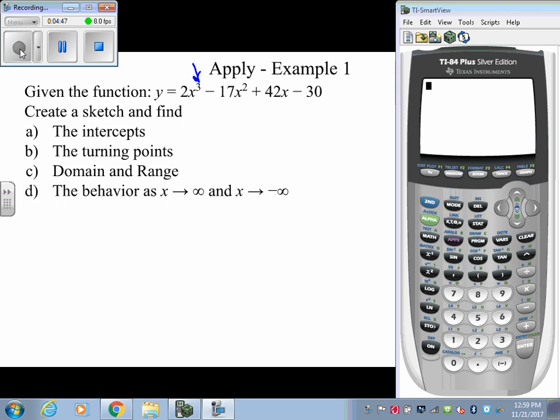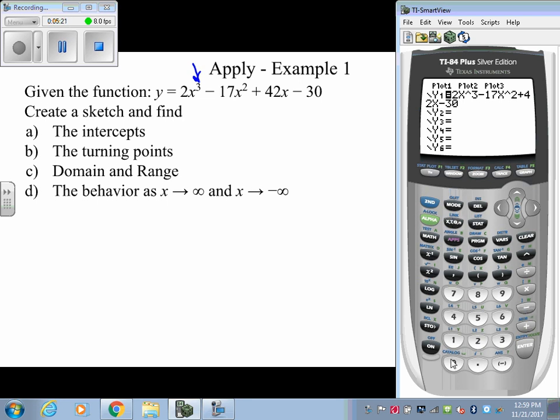The first step to get any function, whether it's known or unknown, in our calculator is to go to the y equals. Then I'm simply going to type in my function: 2, using my variable key, x, to the third power. I'm using the caret key for the third power. On some of the newer calculators, it will actually make it a little exponent. Mine just writes caret 3, minus 17x squared. You can either use the squared button or use the caret again. Plus 42x minus 30.